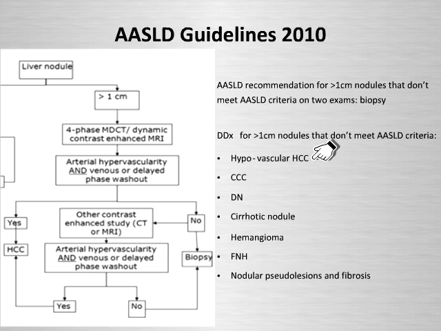Now, biopsying this lesion would be helpful. Diagnosing this lesion would be helpful. Do we really want to biopsy dysplastic nodules, cirrhotic nodules, hemangiomas, FNHs, pseudolesions? The answer is no. So there is an underlying inconsistency in this algorithm, because if you look at this algorithm and strictly apply it, anything that does not meet criteria for HCC and is bigger than a centimeter needs a biopsy. That's silly, but that happens.